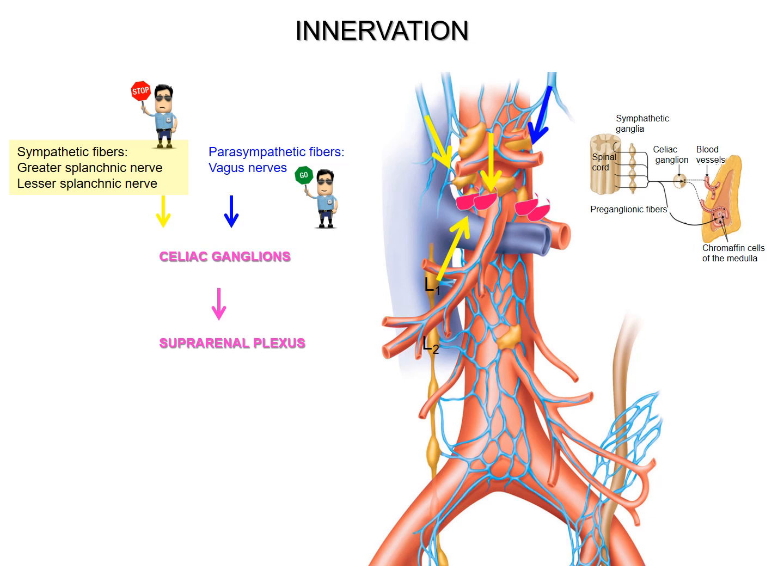The activity of the cortex is largely controlled by adrenocorticotropic hormone secreted by the anterior lobe of the pituitary gland. The parasympathetic fibers are derived from both vagus nerves.